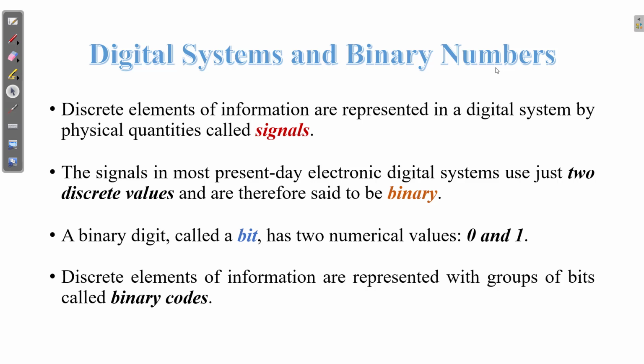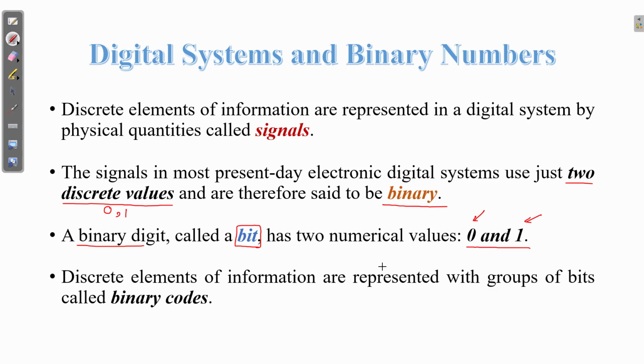Now, when a signal has two discrete values, we call this binary. We call this one binary. So this concept is so important in the digital system. Why? Because we have just two discrete values, 0 and 1. This binary digit is called a bit, and this bit is 0 or 1. It means that each of the 0 and 1 is 1 bit.